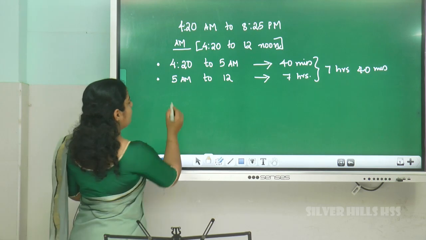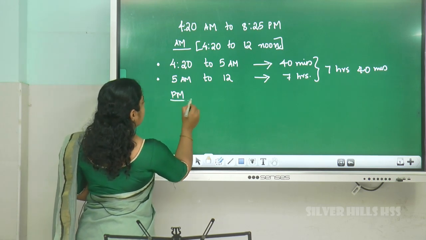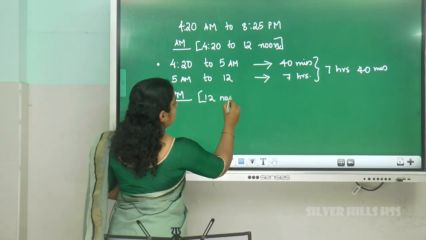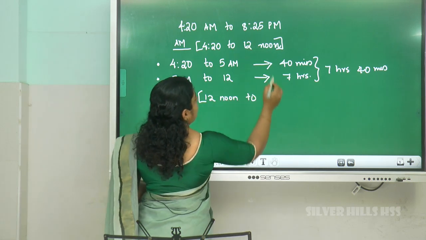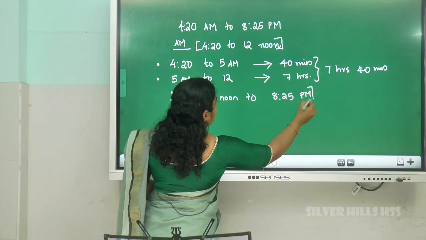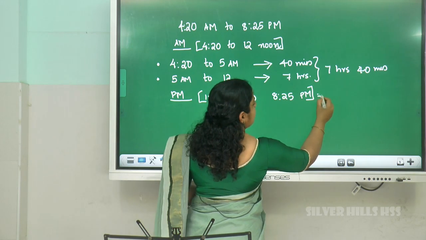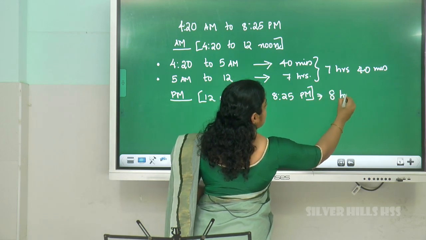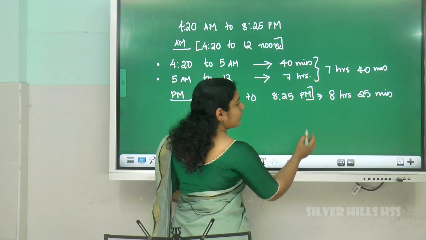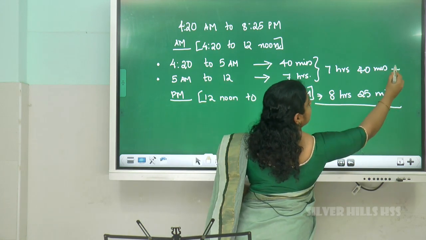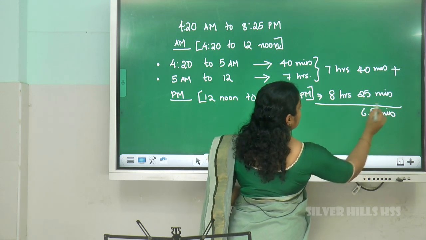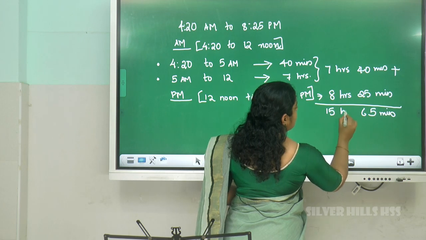Next we have PM part. PM means 12 noon to 8:25 PM. So without calculating we will get it as 8 hours 25 minutes. Now to get the total time of journey we will add these two. So it is 65 minutes and 15 hours.